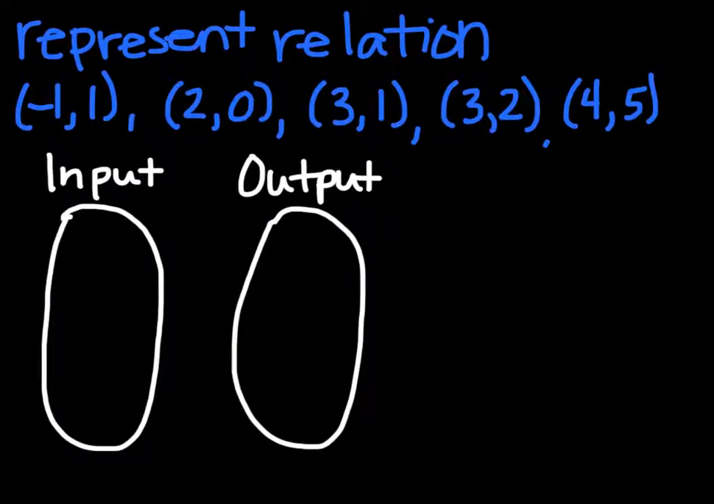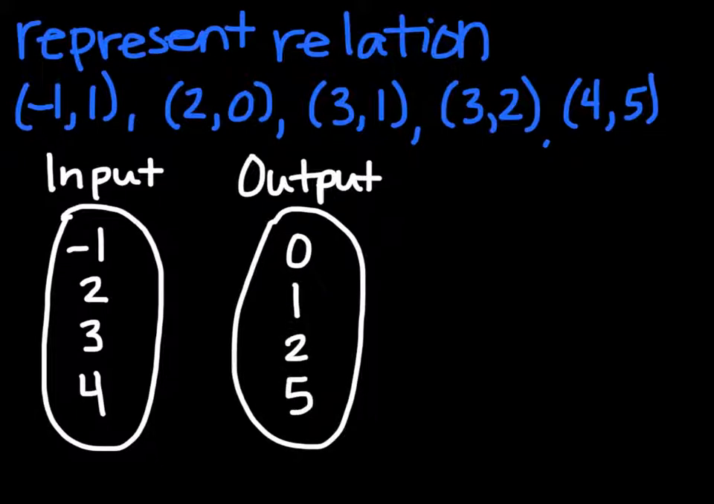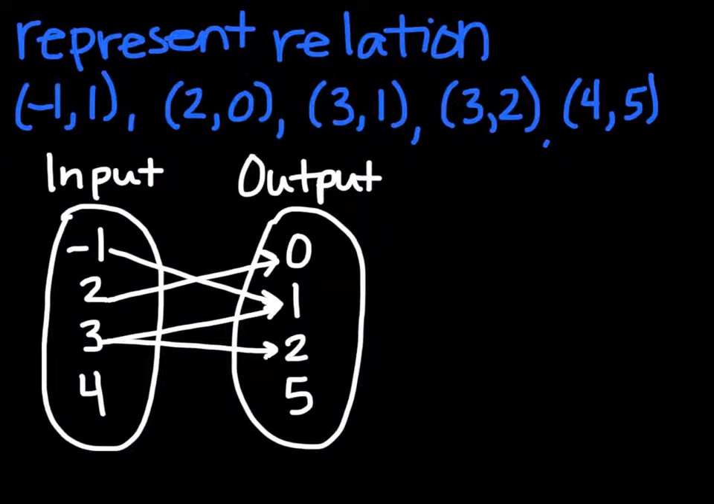In a mapping diagram, we'll draw 2 ovals, one labeled input, the other labeled output. First, we'll list the inputs in order. So from least to greatest value, that will be -1, 2, 3, and 4. Now we list our outputs from least to greatest value. Let's see, that'll be 0, 1, 2, and 5. The last step is to draw arrows from the inputs to their outputs. So -1, 1, 2, 0, 3, 1, 3, 2, and 4, 5. This is a mapping diagram.